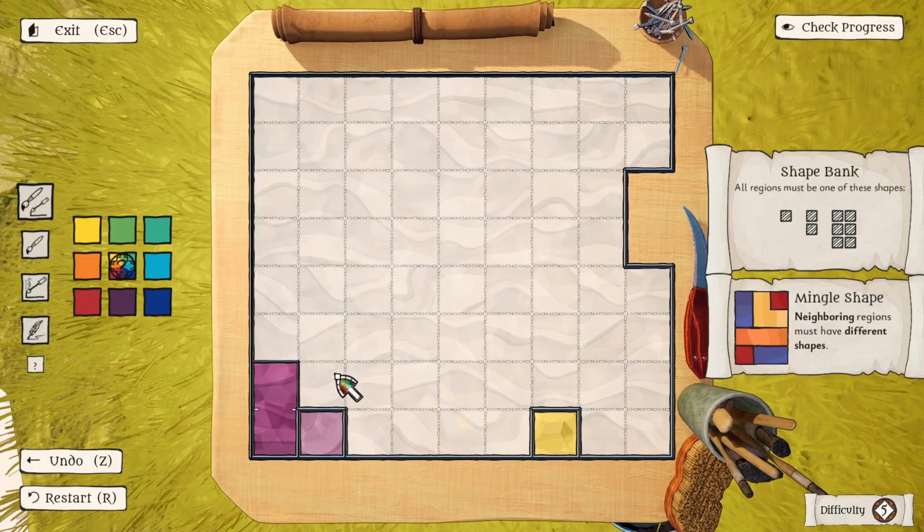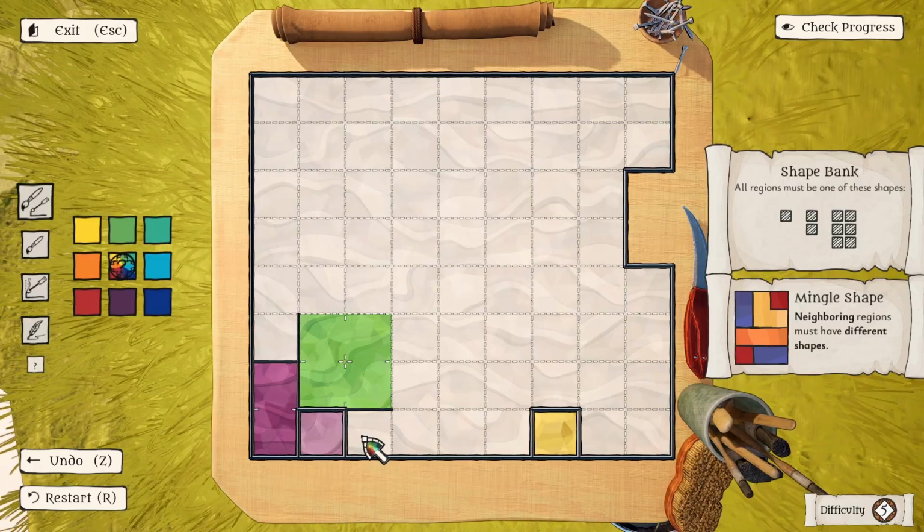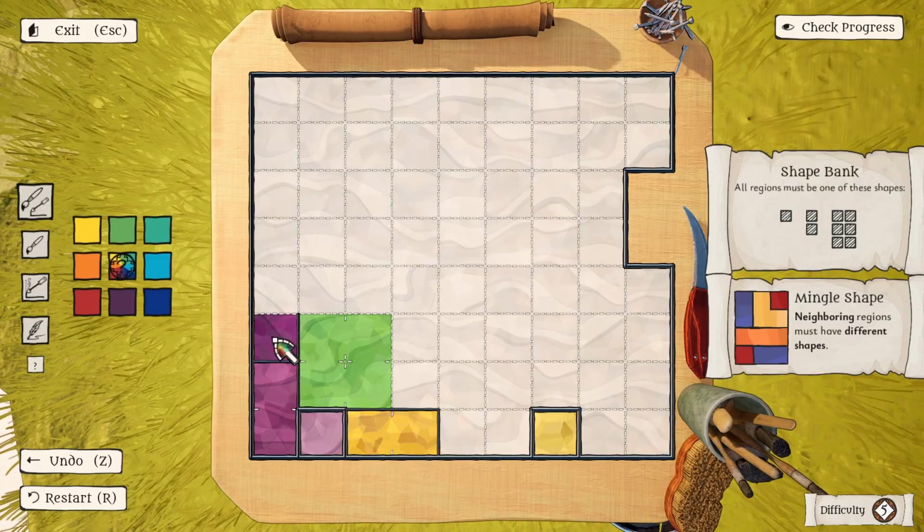Then this cannot be a 1 or a 2, so it must be part of a 6. Whoops. It does that and that. This has to be a 2. This has to just be a 1.